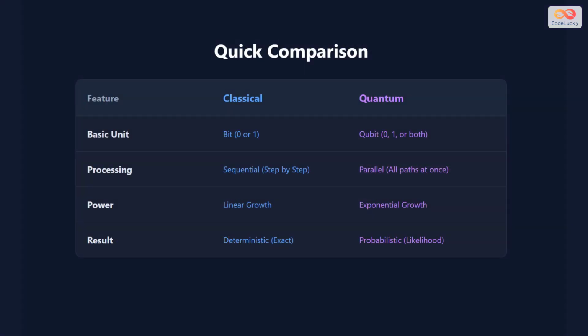So, how do they compare? A classical computer processes things sequentially, one step at a time. A quantum computer can process vast amounts of possibilities in parallel. While classical computers give you exact, deterministic answers, quantum computers often deal in probabilities.